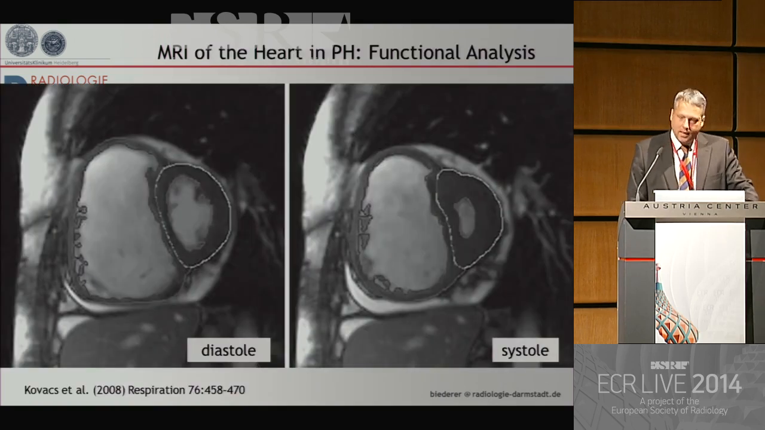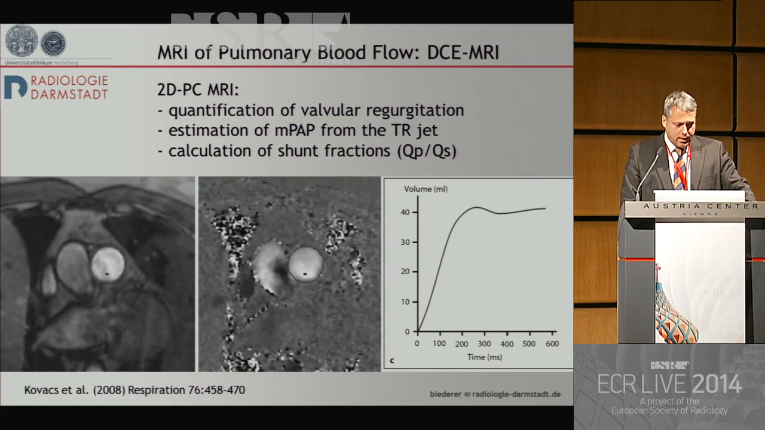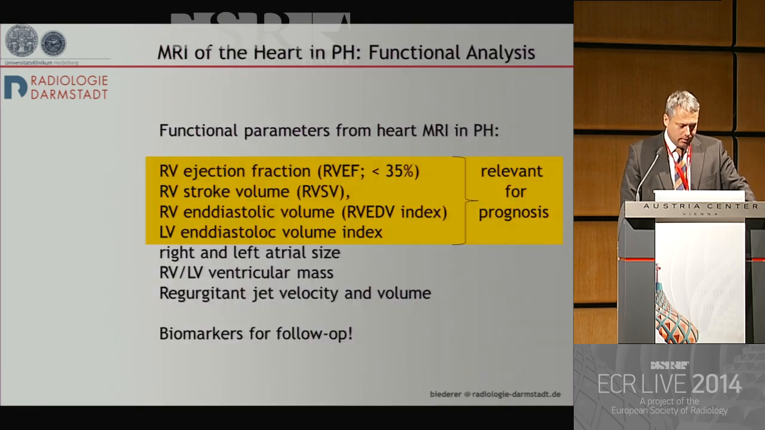So we are already again at function, and of course you can do all these functional measurements on the short axis ECG-gated images. You can calculate a number of different indices. You are definitely familiar with most of these. Among them, there's the 2D phase contrast MR, where you could have a look at the amount of valvular regurgitation to sort of measure the effect of the functional problems.